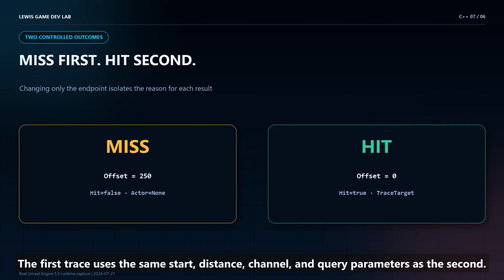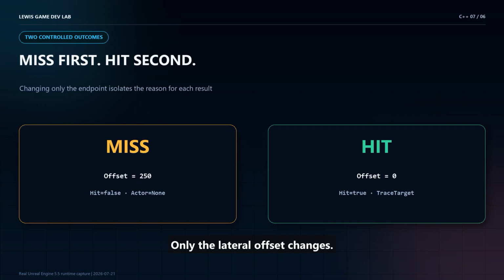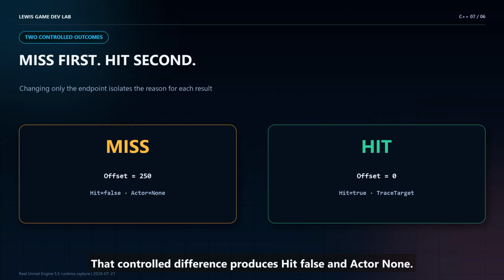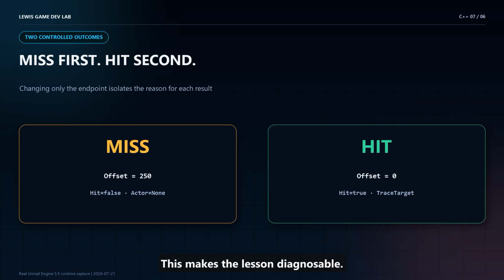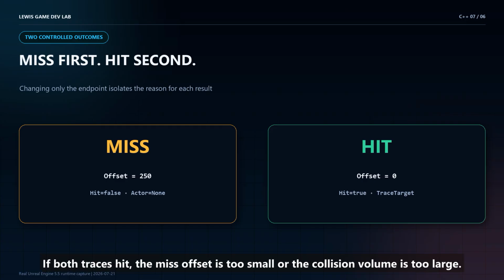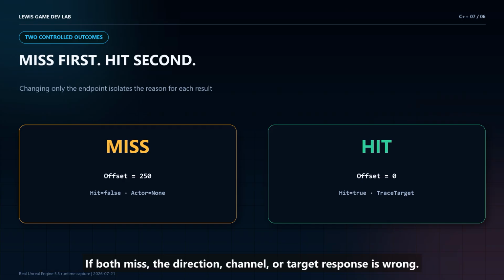The first trace uses the same start, distance, channel, and query parameters as the second. Only the lateral offset changes. That controlled difference produces hit false and actor none. 1 second later, the offset becomes 0, producing hit true and the real target actor. This makes the lesson diagnosable. If both traces hit, the miss offset is too small or the collision volume is too large. If both miss, the direction, channel, or target response is wrong.